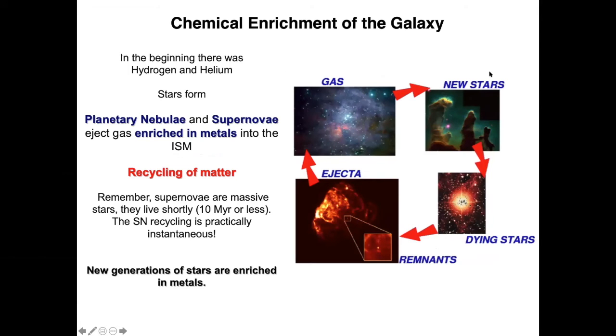So you have in this way the chemical evolution of the galaxy, a chemical enrichment of the galaxy. You have hydrogen and helium, and stars form from this hydrogen and helium. They burn their fuel and then eject their atmospheres back into the interstellar medium. But because of the products of nucleosynthesis, planetary nebulae and supernovae eject gas that is enriched in metals. So new stars are formed from this enriched gas, and this cycle continues. Essentially it is a recycling of matter that is increasing the metallicity of the galaxy.